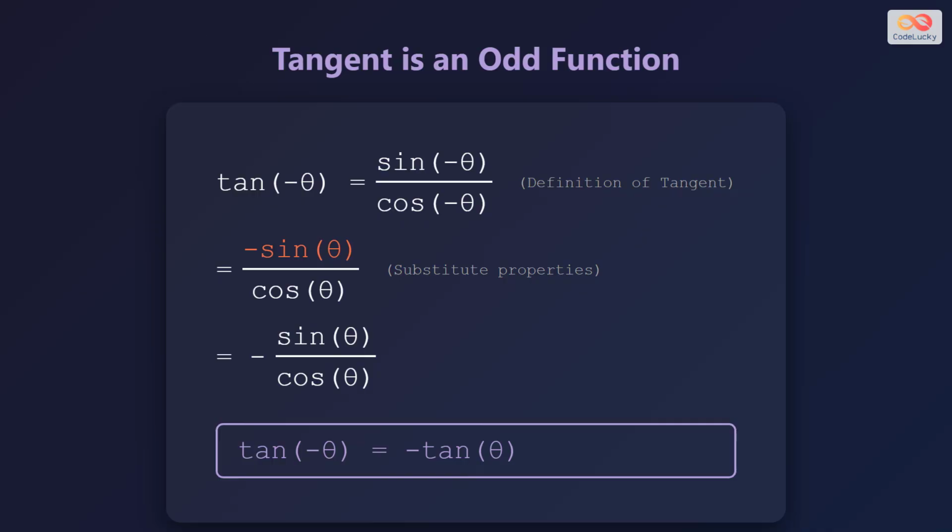What about tangent? We know tangent is sine divided by cosine. If we input a negative angle, we divide sine of negative theta by cosine of negative theta. Using our previous rules, this becomes negative sine theta divided by positive cosine theta. The result is negative tangent theta. So, tangent is also an odd function.